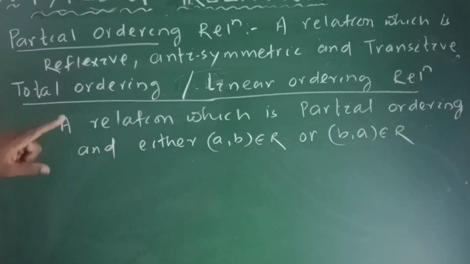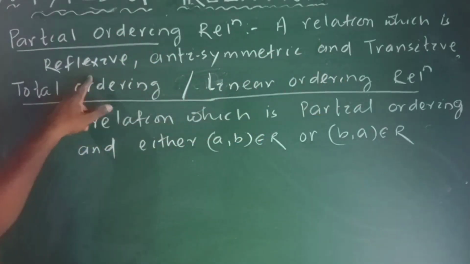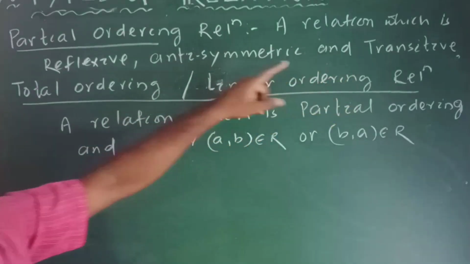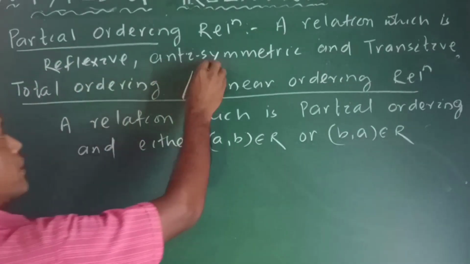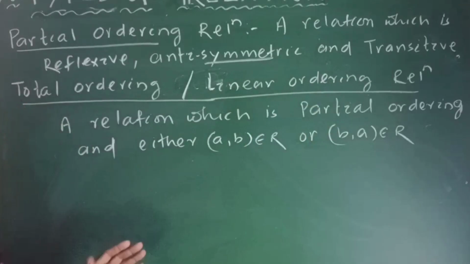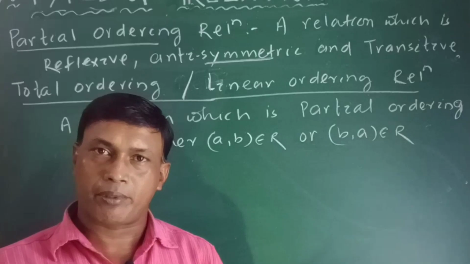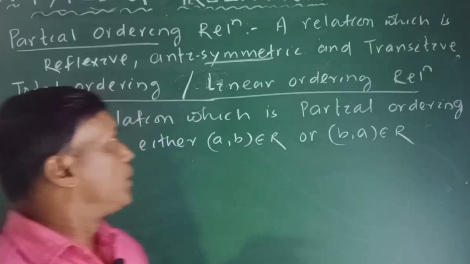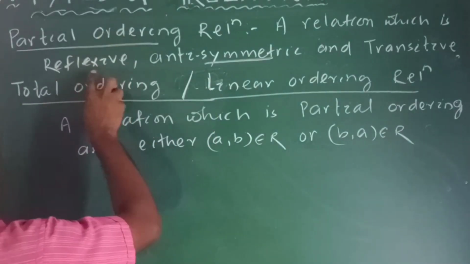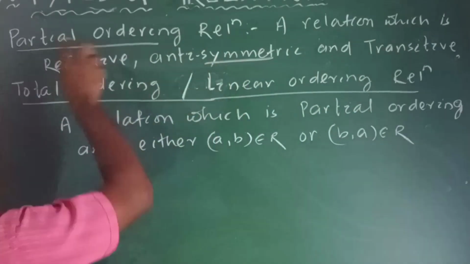So, next type of relation, partial ordering relation. Partial ordering means a relation which is reflexive, antisymmetric and transitive. Compare equivalence relation: when a relation is reflexive, symmetric and transitive, then the relation is an equivalence relation. But in case of partial ordering, reflexive, antisymmetric and transitive. So, in these 2, common are reflexive and transitive. If it is symmetric, then equivalence. If it is antisymmetric, then it is partial ordering.